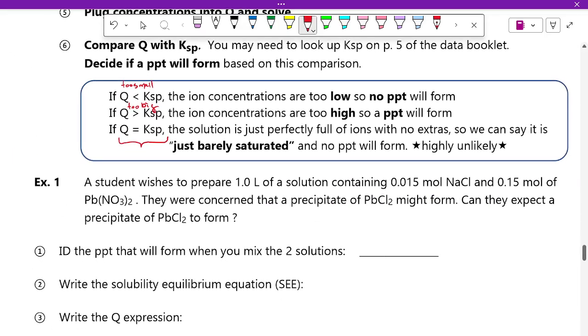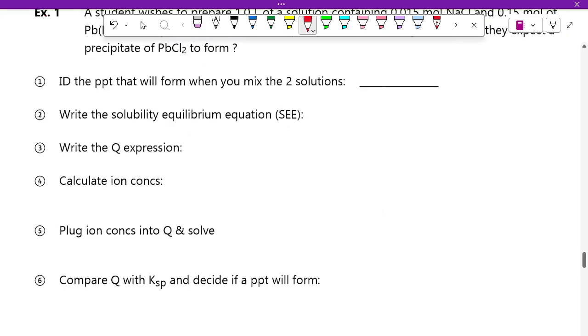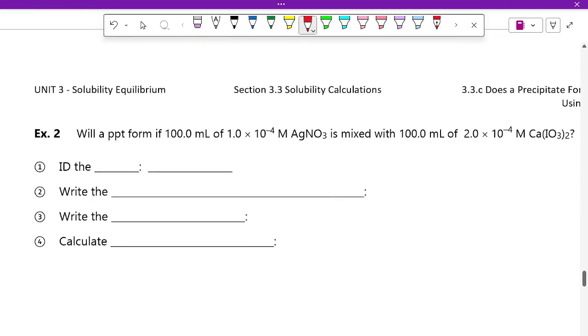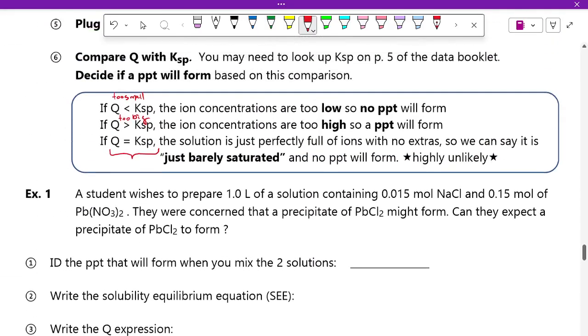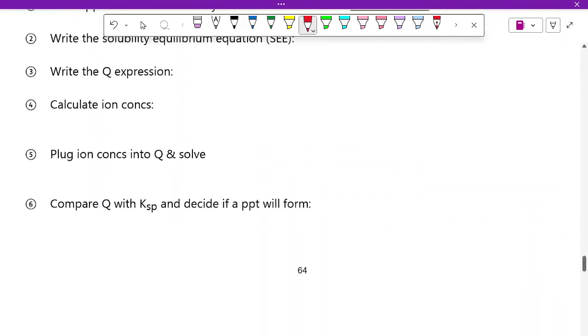Okay, so we felt good about example 1, or we didn't do it, one or the other. Okay, let's do example 2. Do you need me to work through it with you, or can you do it yourself? You'll figure it out? Excellent. You do have the steps right over here if you need them.